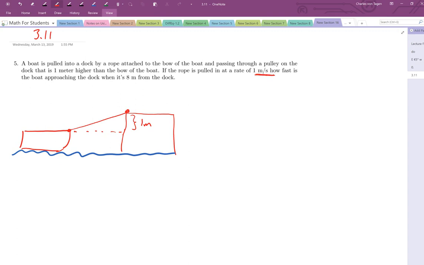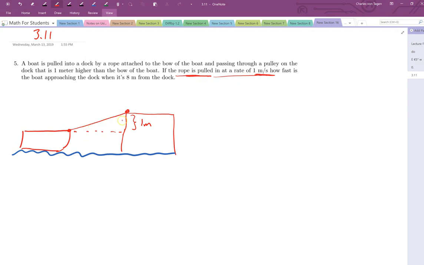Okay, so here's the question: what's changing at 1 meter per second? Is it this distance right here, or this distance right here, or this distance right here? What is changing at 1 meter per second? Think about that. So it turns out that what's changing at 1 meter per second is the rope length, right? Because it is the rope that is being pulled in at that particular rate.